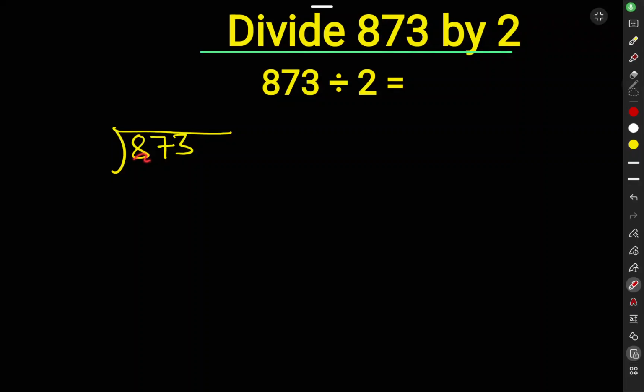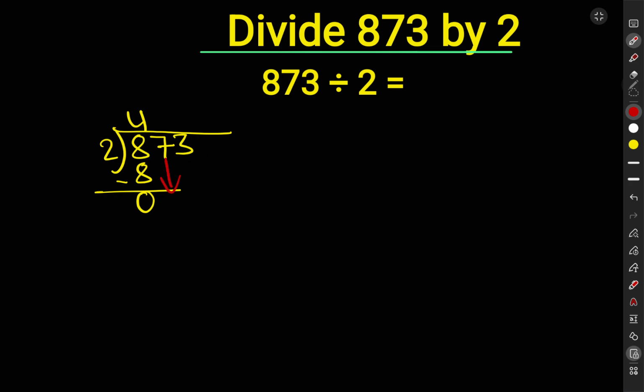We divide 873 by 2 in a long division method. So 2 times 4 is 8. On subtracting we get 0.